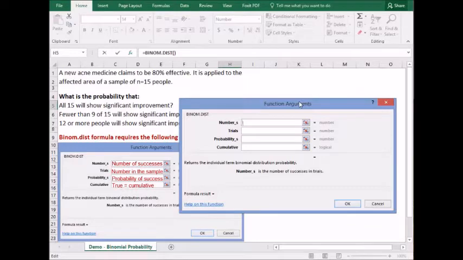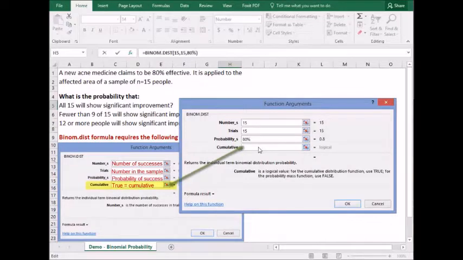Number underscore S is the number of successes we want to determine the probability for. In this case, that would be 15. Trials is the number in our sample. In this case, that's also 15. Probability underscore S means the probability of success, which is believed to be 80%. You can enter 0.8 or you can enter 80%.